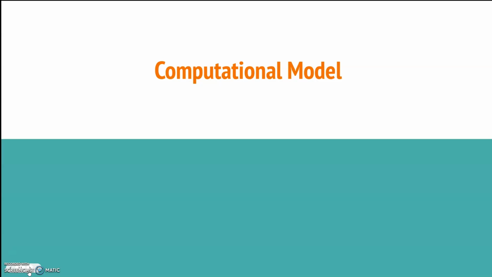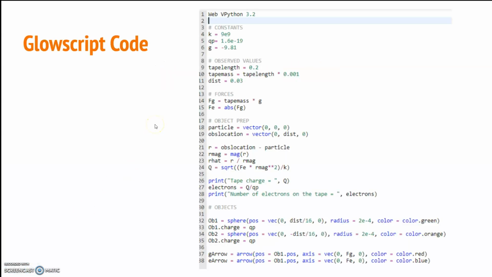So now on to the computational model. Here's my code, so here's some of those observed values and constants that are important. I have K, which is just 9 times 10 to the 9th. Everybody has a good idea of that. Charge of a proton, and then gravity. My tape length was about 20 centimeters, so 0.2 meters. Tape mass is just the tape length times that value given in the procedure. And when those two tapes were floating above one another, it was about 3 centimeters separation between the two. So my distance is 0.03 meters.